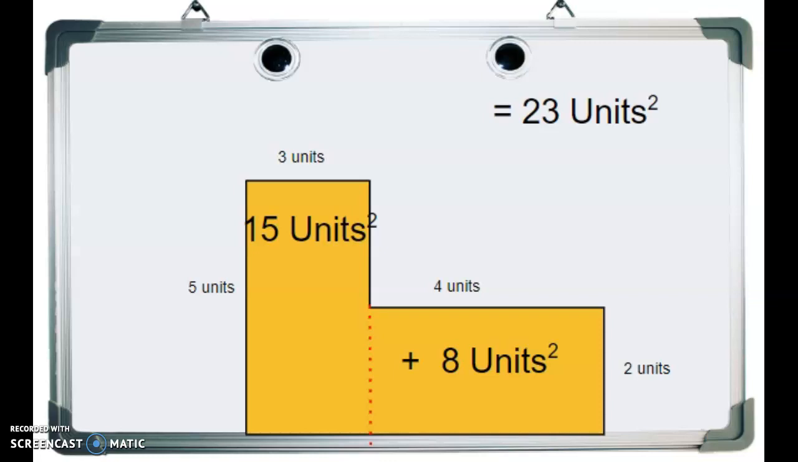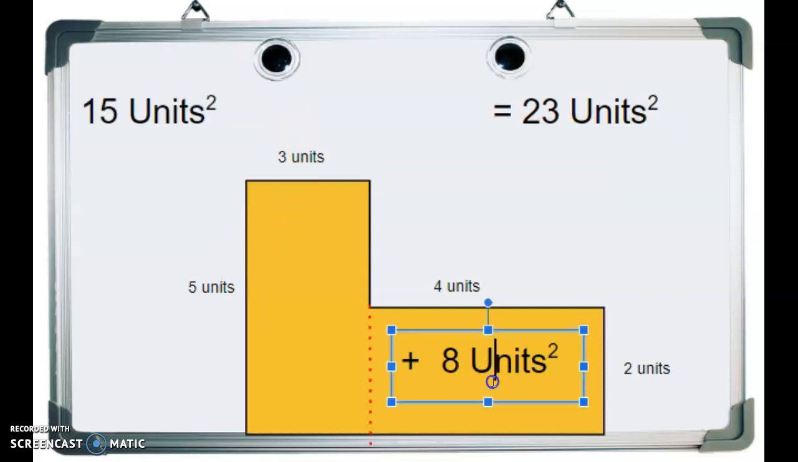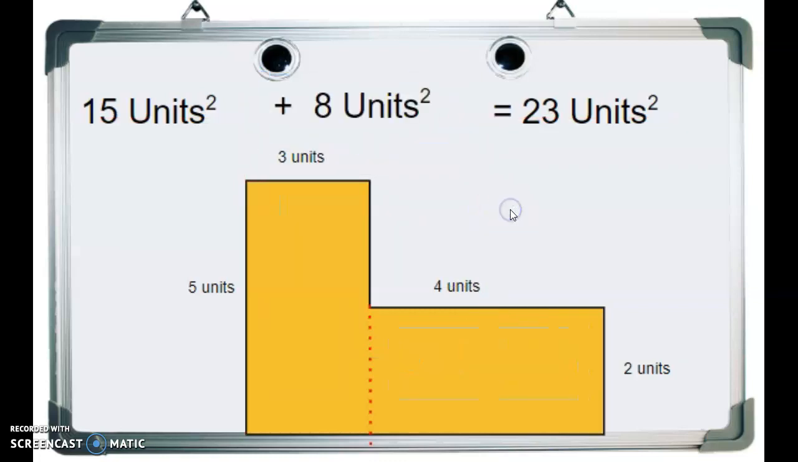All right, so I already have it written down here. I have this rectangle is 15 units squared, and this one is 8 units squared. So I'm going to add those together. 15 units squared plus 8 units squared is 23 units squared. That's the area of this whole shape. I didn't have to count any boxes, and I knew this.